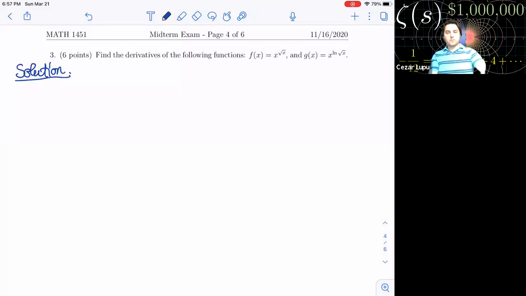So can you look at these two functions, f of x and g of x? What do they look like? When you look at them, what do you see exactly? They're exponential, right? In fact, we have a power function to the power of another function. So what do you want to do here? What is the thing that comes to your mind when you would like to find the derivative of this? How would you approach this?